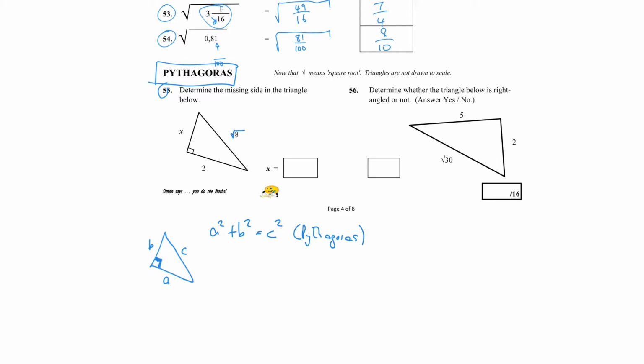So, in this case, in our triangle here, we've got 2. So, 2 squared plus x squared equals this thing here, square root 8 squared. And then some of you went, oh, but now this is looking nasty. So let's focus in on this square root 8 squared.